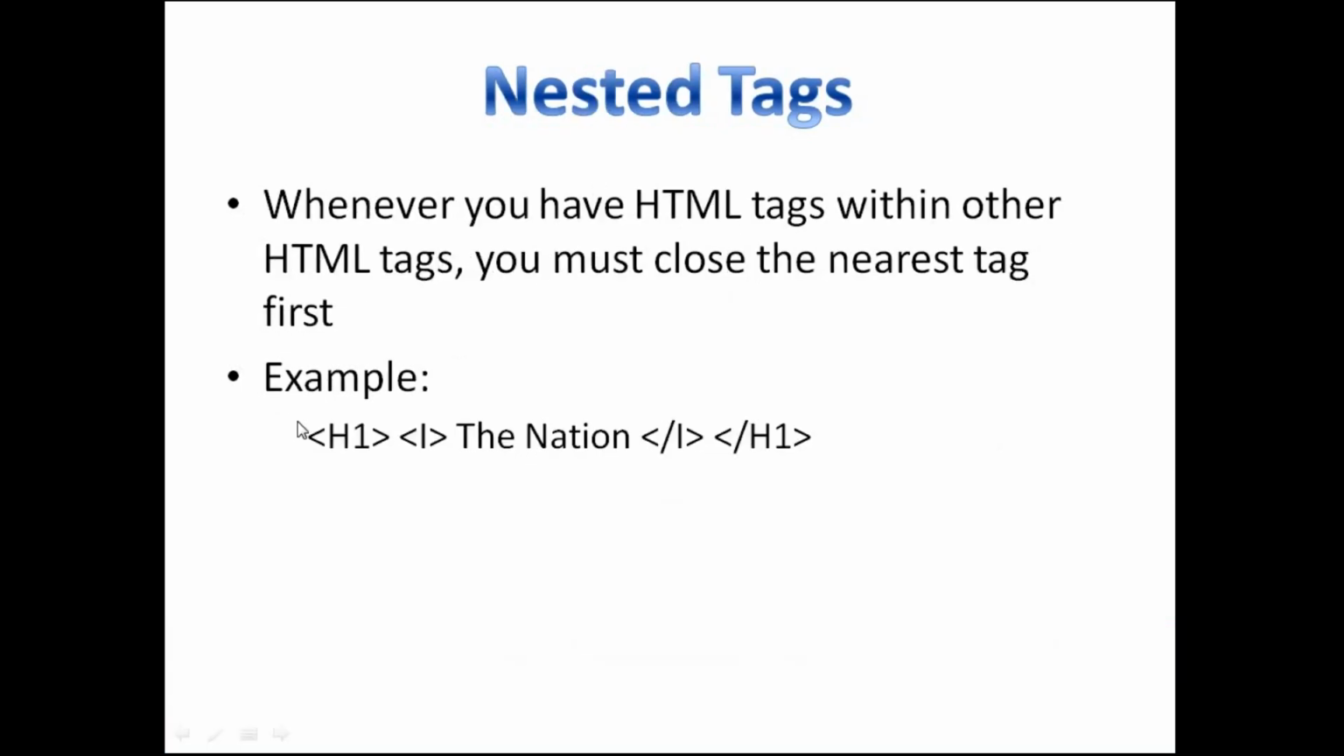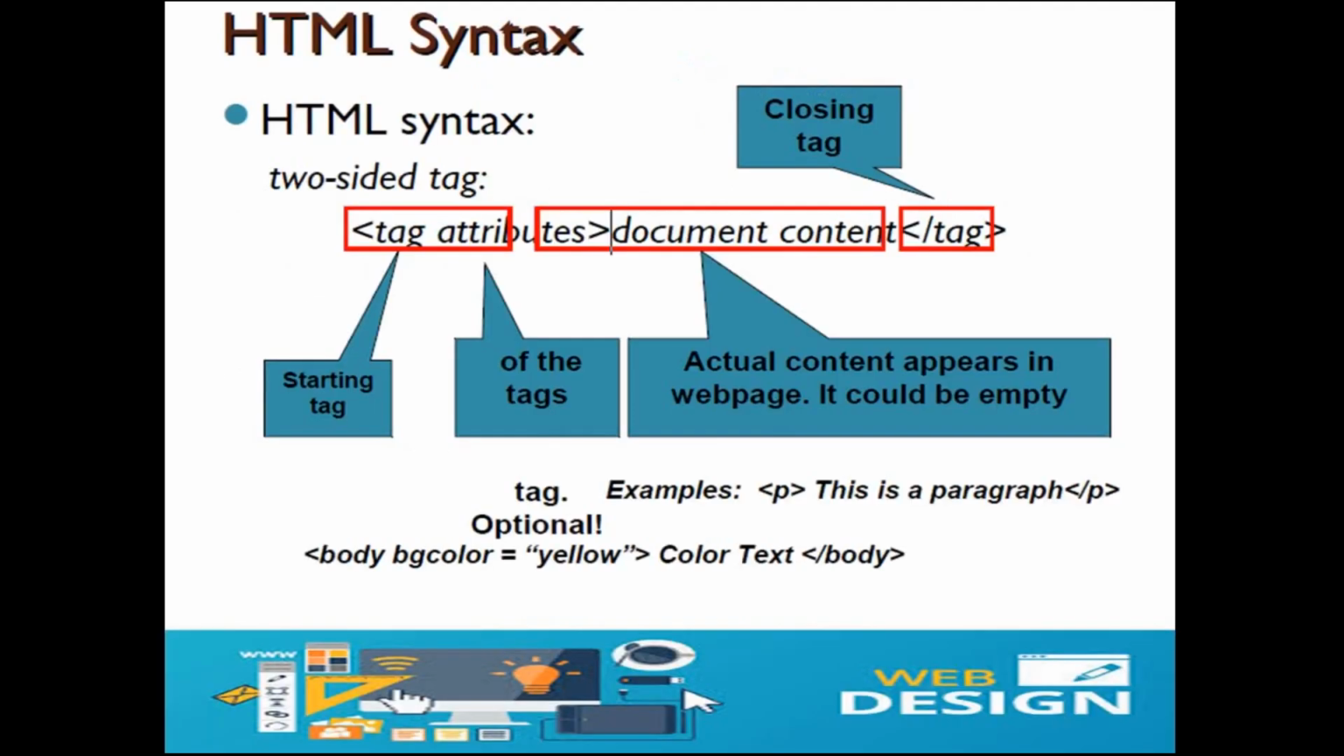Next, nested tags means if you want to use a tag within another tag, then you can use it also. But you have to follow the sequence: if you are using H1 first, then it will close at the end. Within this tag I am using I. H1 is basically used for heading tag. There are 6 types of heading tags from H1 to H6. We will learn about that in HTML basics.